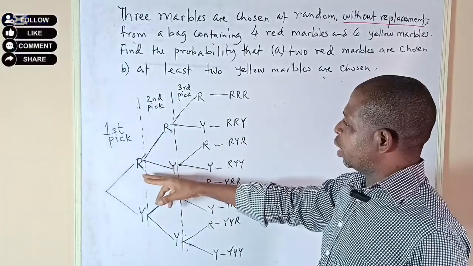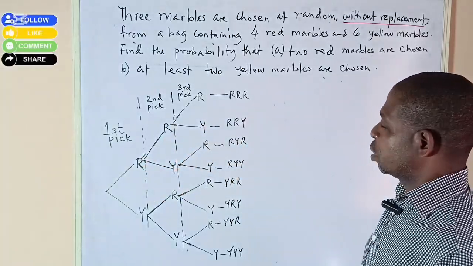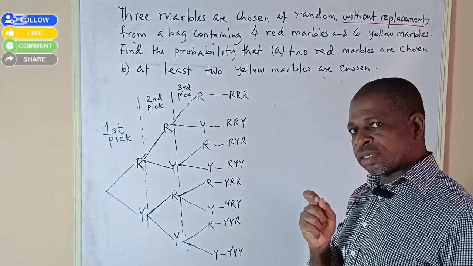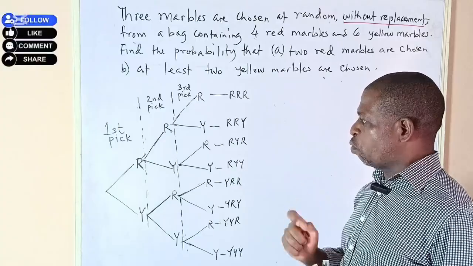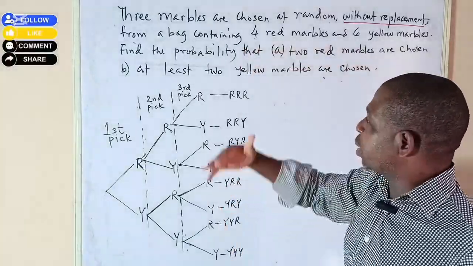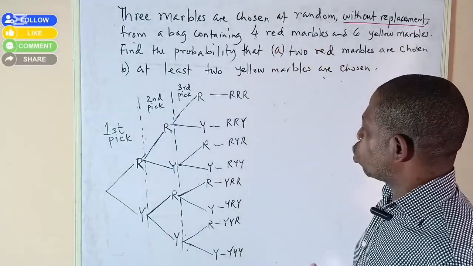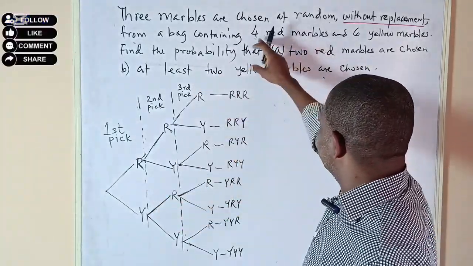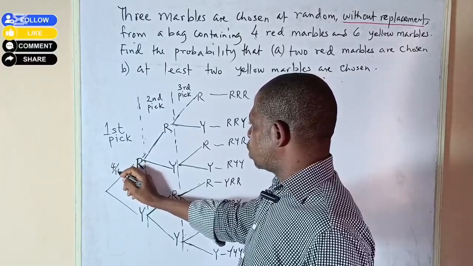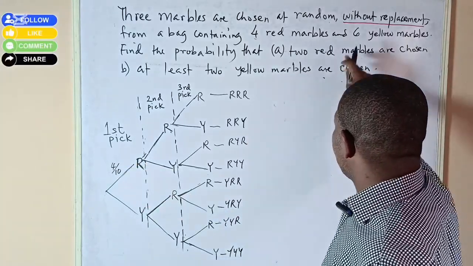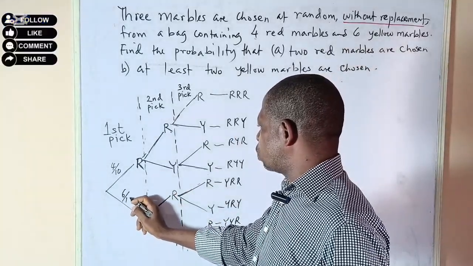Now we want to get the individual probabilities for each of the branches. Pay very close attention, because this is where a lot of students get confused. We've already seen that there are a total of 10 marbles, 4 are red. So in the first pick, the probability of picking a red marble is 4 out of 10. The probability of picking a yellow marble is 6 out of 10.